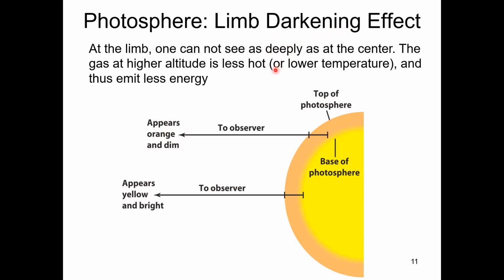Every object, every planet with an atmosphere, is supposed to have this phenomenon, limb darkening. So the limb, as shown, is the periphery. The outer area is the limb. So why is it happening? Why is the limb a bit darker than the central part?